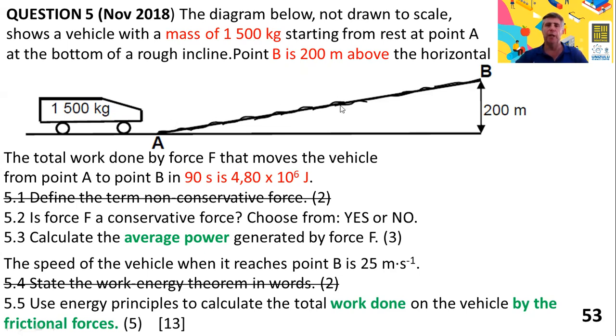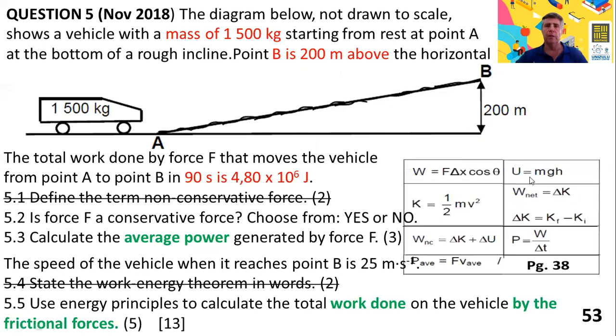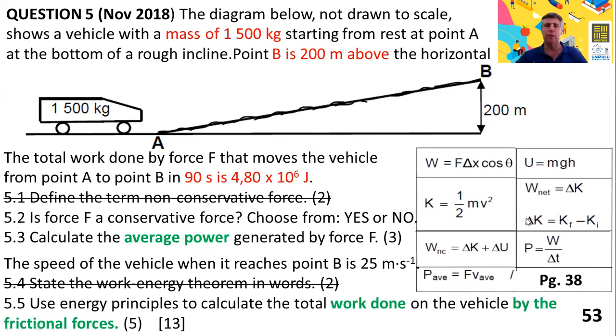Now that work has to be done against friction. It also has to be done against the force of gravity. These are the equations we're going to be using. For 5.3, the average power, we'll just use power equals work over time. For 5.5, work energy principles, we're going to use the work done by a non-conservative force.